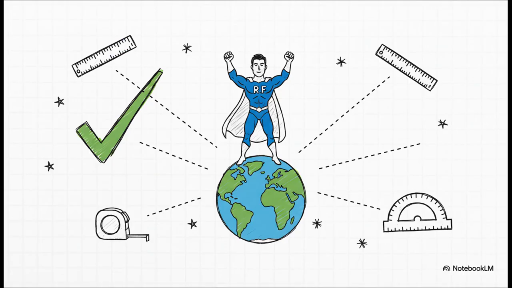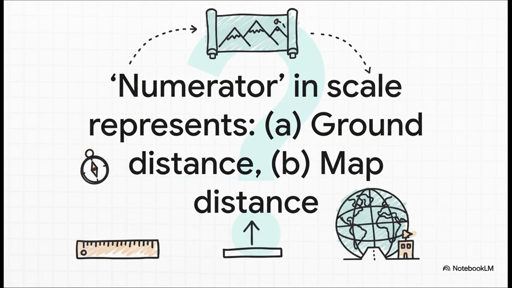And the correct answer is, of course, it's B, representative fraction. Why? Because the RF is universal. It's a pure ratio. It doesn't use words like kilometer or mile, so anyone, anywhere in the world can understand exactly what it means. Okay, next question for you.